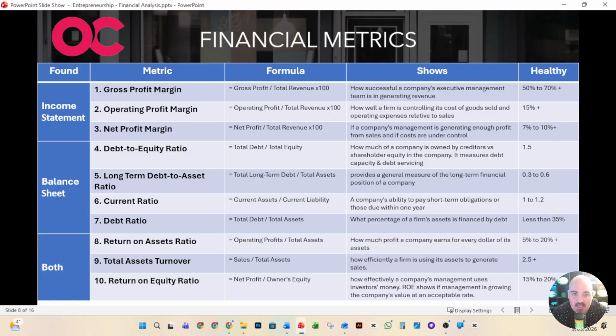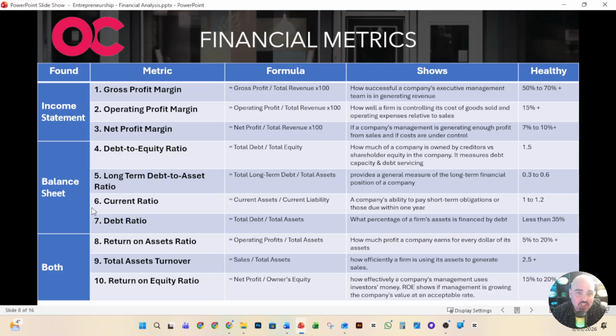Then we've got our net profit margin. This is if we're generating enough profit from sales and if costs are under control. So basically, when we take off things like investments and tax, are we actually generating enough profit? We can see that's dropped down to 7 to 10%, but that's once we've paid everything, all of the different areas. If we're up around 7 to 10% pure profit, then we're doing okay.